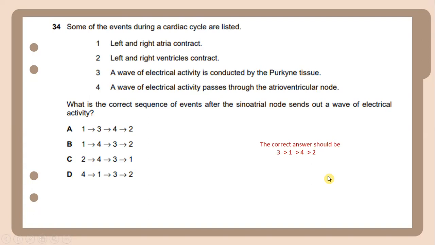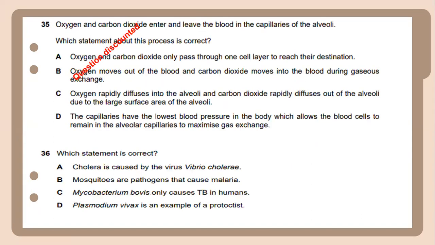The correct answer would be a wave of electrical activity is conducted by the heart tissue, and then left and right atria contract. Next, a wave of electrical activity passes through the atrioventricular node, and finally left and right ventricles contract. Number 35, the question is also discounted. And number 36, which statement is correct?